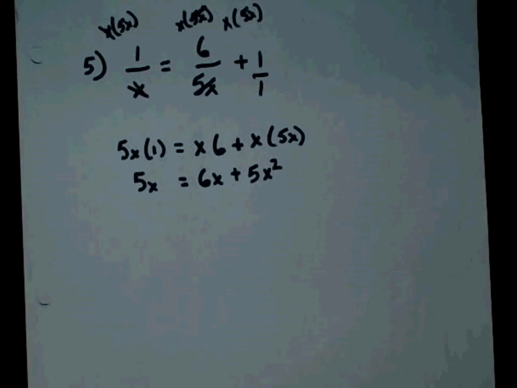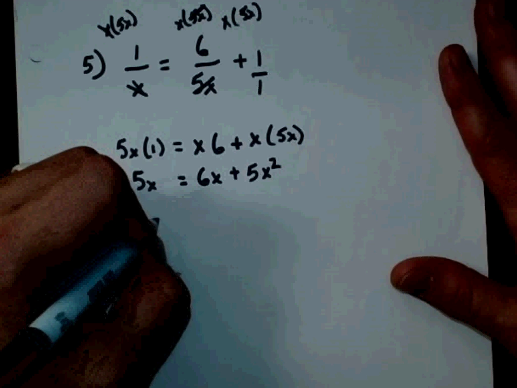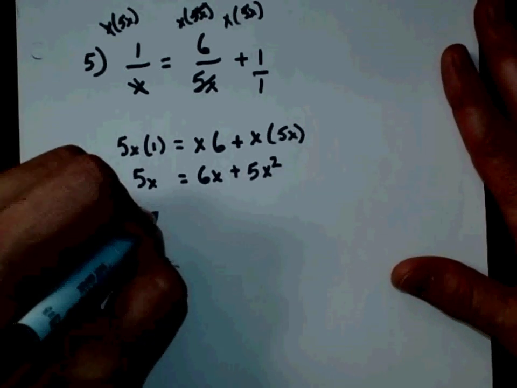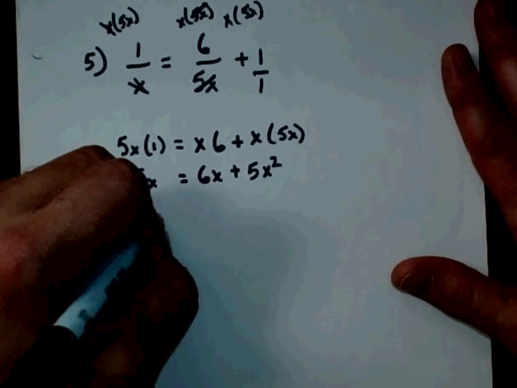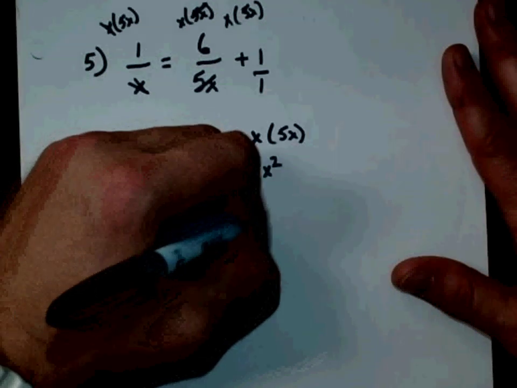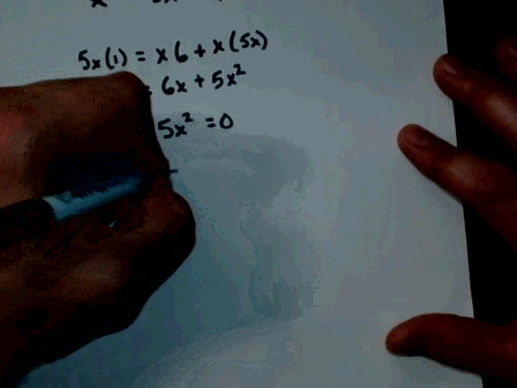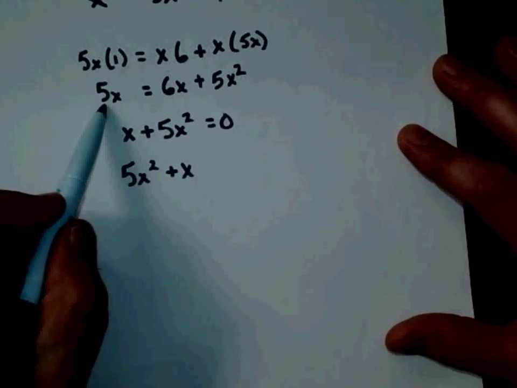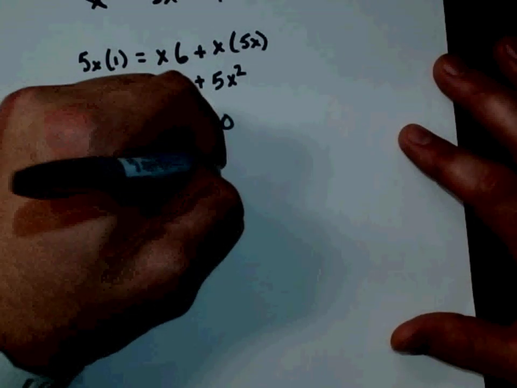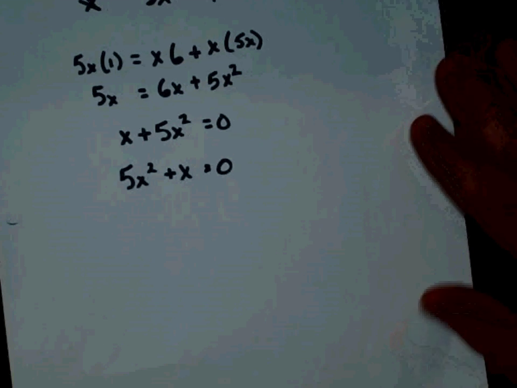Okay, and so what I need to do is move my x's over to the other side. I'm going to make it equal to 0 since it's a quadratic. And I'm going to get x plus 5x squared equals 0. So I can rewrite that in correct order by going 5x squared plus x, because I moved my 5x over to this side by subtracting. 6x minus 5x is regular x, equal to 0.